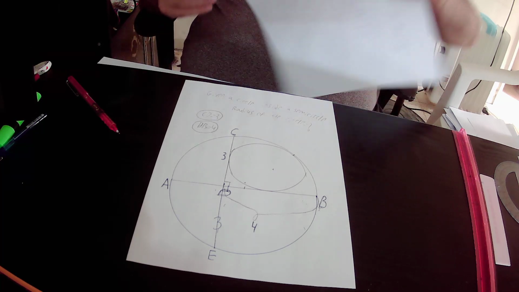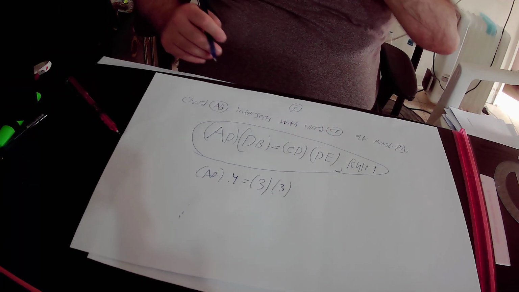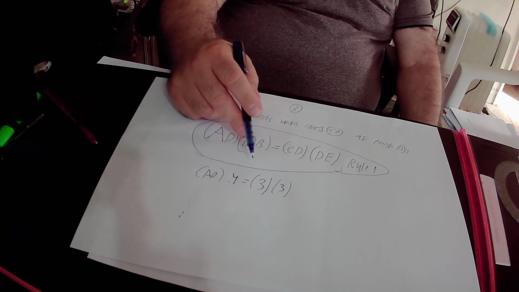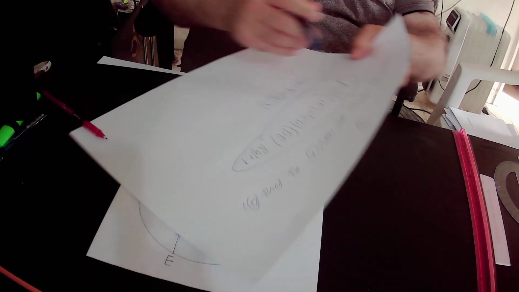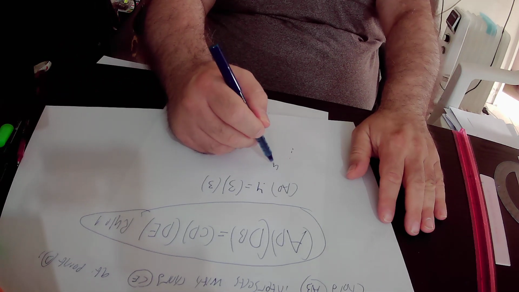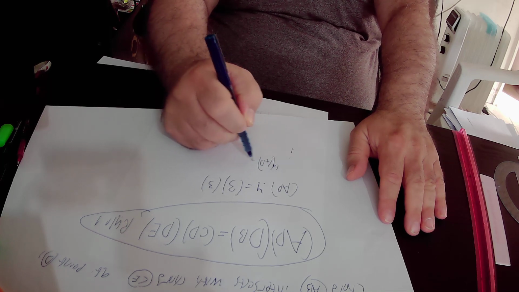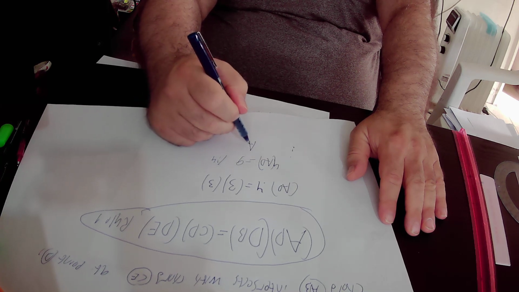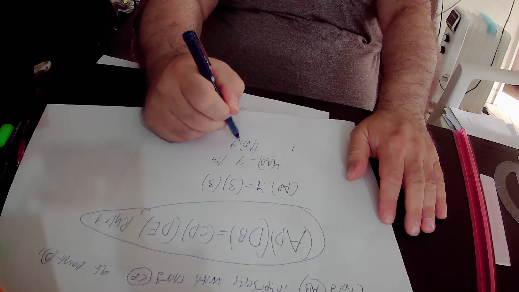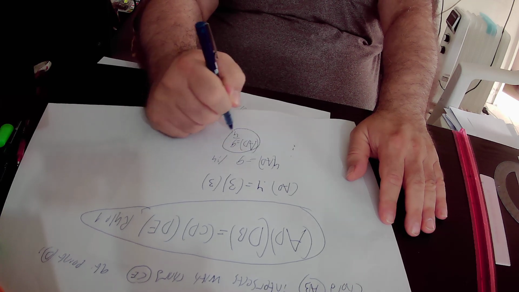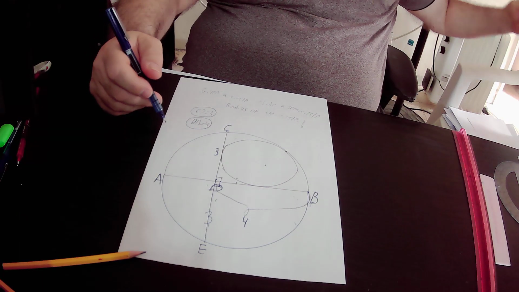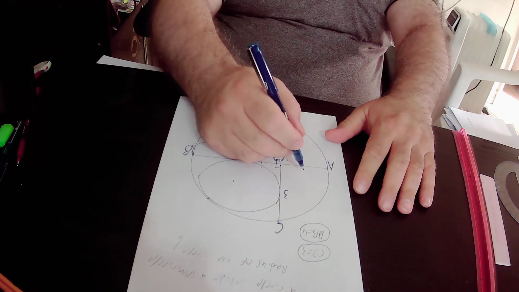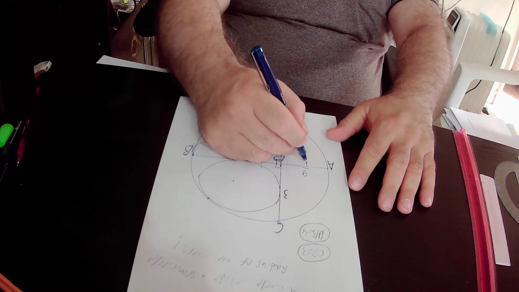So in conclusion, according to rule number 1, AD times 4 equals 3 times 3. 3 times 3 is 9, so 4 times AD equals 9. Here we divide this equation by 4, and we get that the missing line segment AD equals 9 over 4 units.